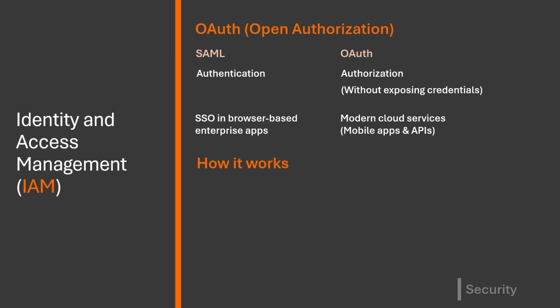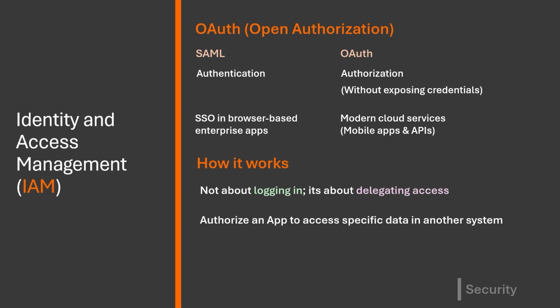So OAuth is a bit different. It's not just about logging in, it's about delegating access. And here's the core idea. Instead of sharing a password, we authorize an app to access specific data or functionality in another system. So for example, we might allow Power BI to pull data from a Google Analytics account without sharing our Google password. And OAuth enables this by issuing access tokens, which are secure, time-limited tokens that define what the app can and cannot do.